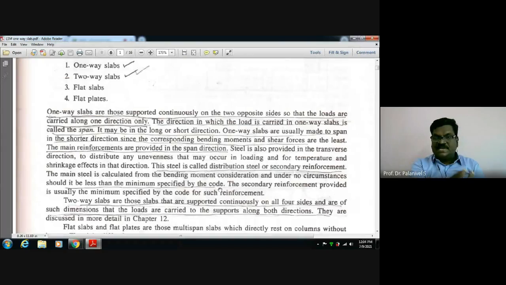What should be the minimum secondary reinforcement to be provided in the slab? For all of these, code provisions are there. We are going to see them. That much we have to ensure. Okay, keep it in mind. The secondary reinforcement provided is usually the minimum specified by the code for such reinforcement. That's what I told you.